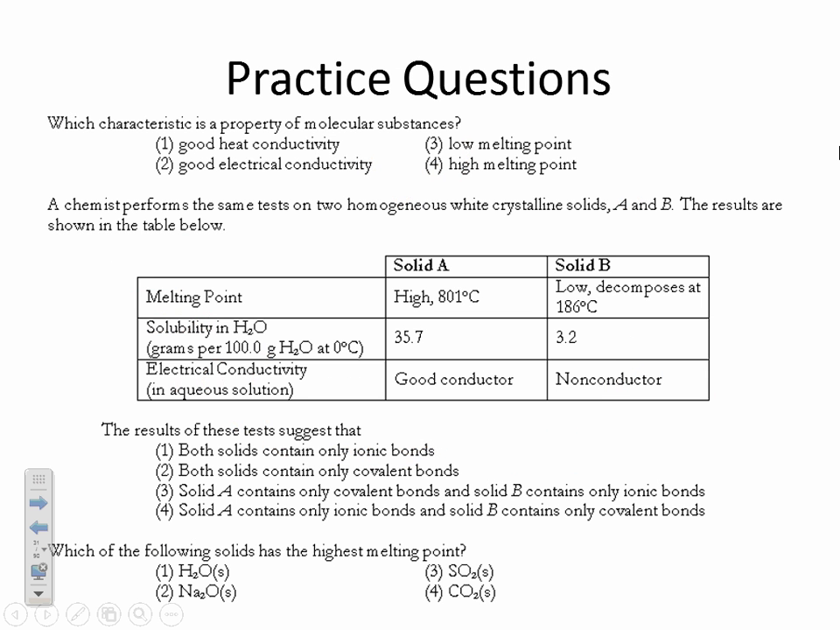So just a couple practice questions. First one, which characteristic is a property of molecular substances? Now remember, molecular substances is a phrase that means something that has covalent bonding. So we want to look for the property of stuff with covalent bonding. Good heat conductivity, no. They don't conduct at all.